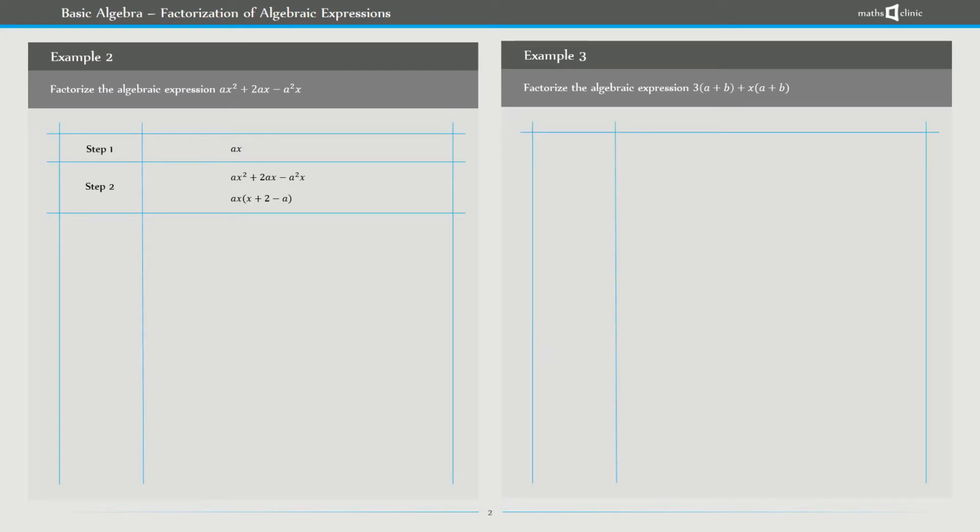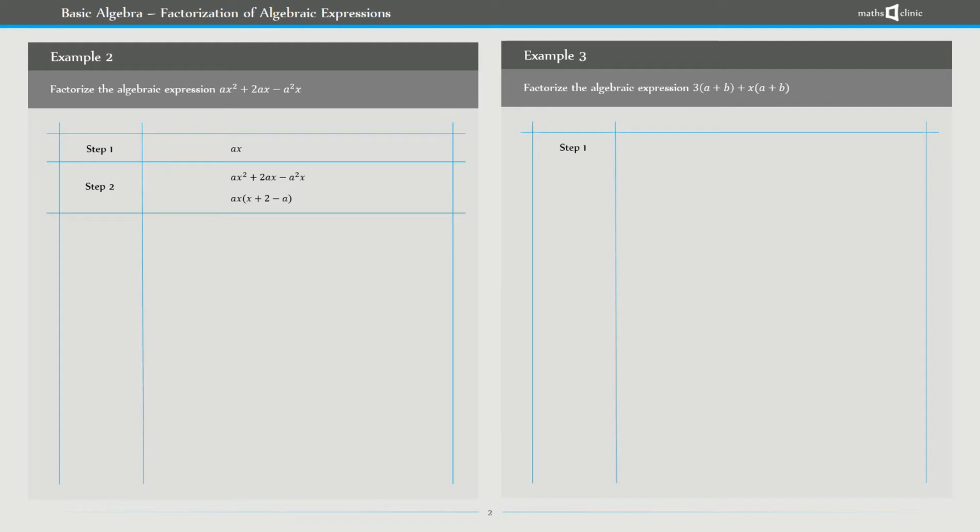Just like we did with the previous examples, the first thing we need to do here is identify a common factor. The common factor in this case is actually quite interesting, and we need to understand it before we go ahead and do so.